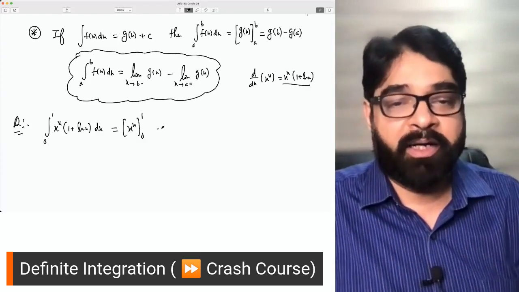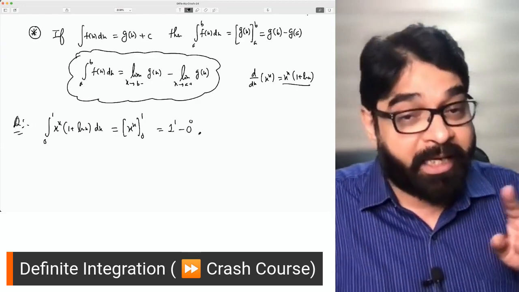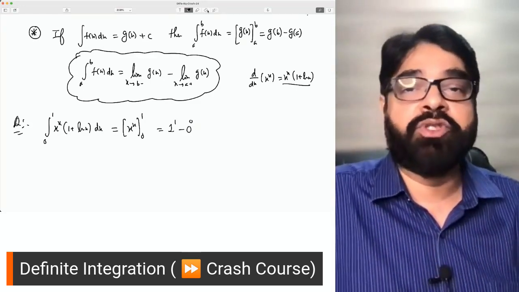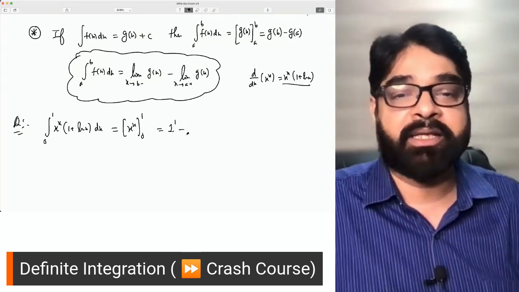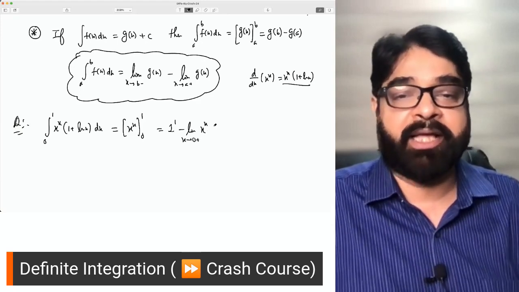Now if you put 1, what do you get? 1 power 1, minus, if you put 0, here is the problem: 0 power 0 is indeterminate. So we cannot use 0 power 0. What do we have to use? We have to use the limit. That is the application of this: limit x approaches 0 plus of x^x.